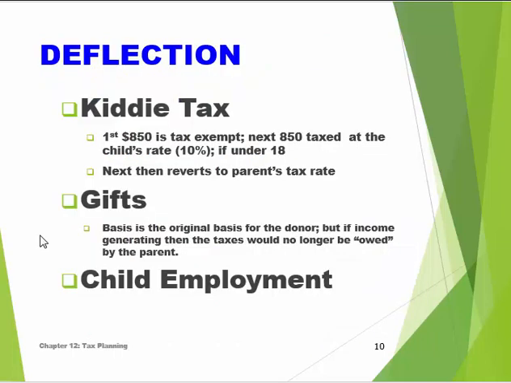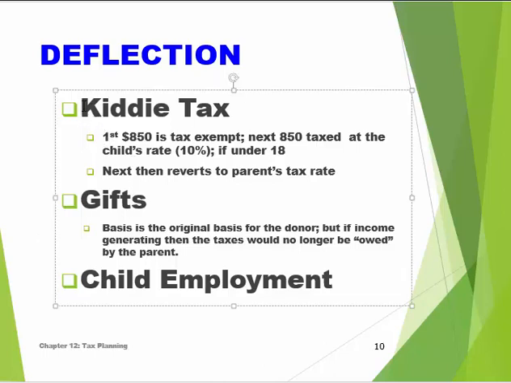Deflection is moving income to other people. What if you were to take, let's just call it a business income, and you move that to your kids. Well, you're at a 35% tax bracket, but with this income, your kids are only at a 15% tax bracket. Well, instead of paying the tax, the kids pay the tax, right? Well, that's not exactly true.